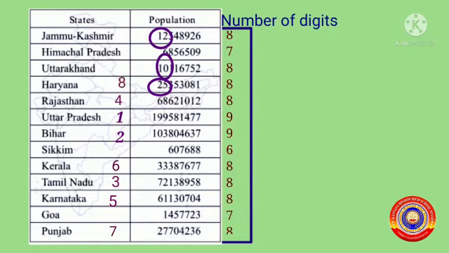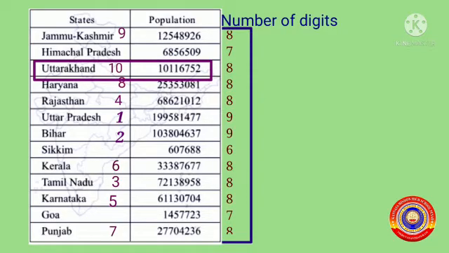4,236. In the eighth place, it is Haryana with a population of 2 crore 53 lakh 53,081. In the ninth place, it is Jammu and Kashmir with a population of 1 crore 25 lakh 48,926. And in the 10th place, it is Uttarakhand with a population of 1 crore 1 lakh 16,752.